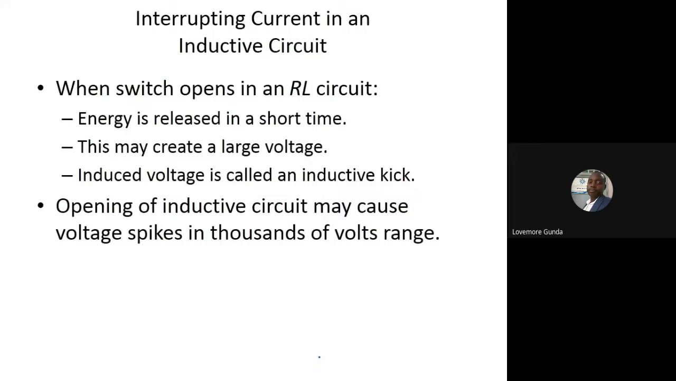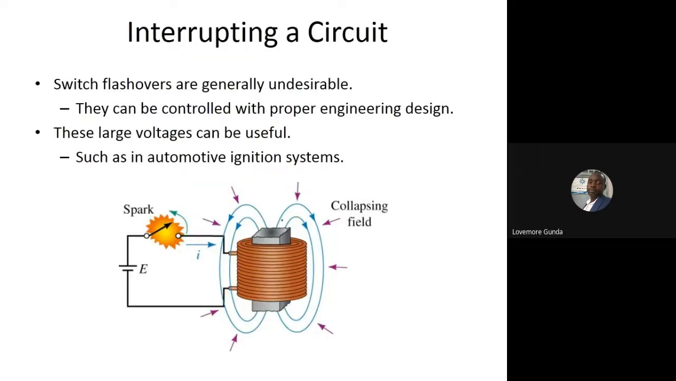So what happens if we now interrupt the current in an inductive circuit? When the switch is opened in an RL circuit, energy is released in a short time. This may create a large voltage. The induced voltage is called an inductive kick. Opening an inductive circuit may cause voltage spikes in the thousands of volts range. Remember, I said L di by dt. So if di by dt is very large, then the voltage can be very large.